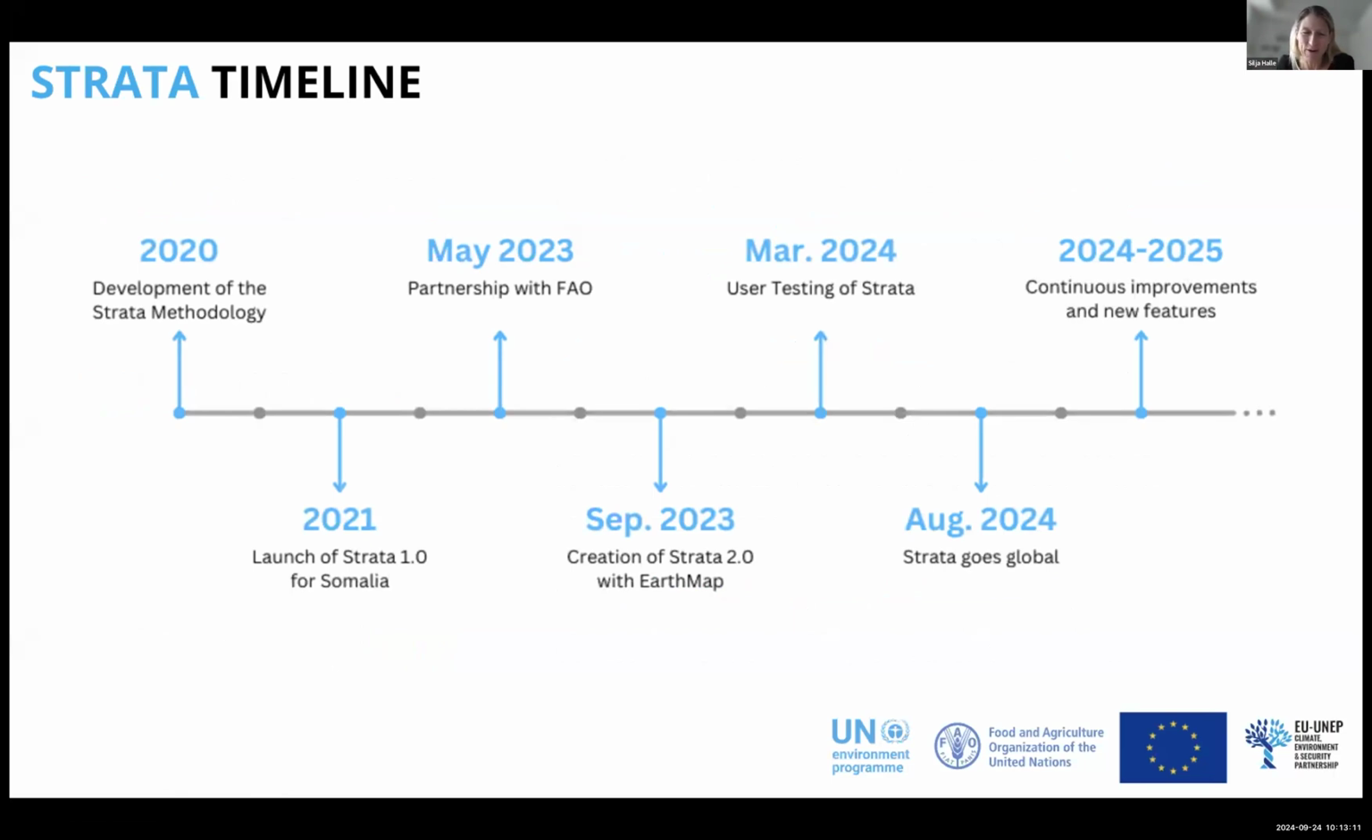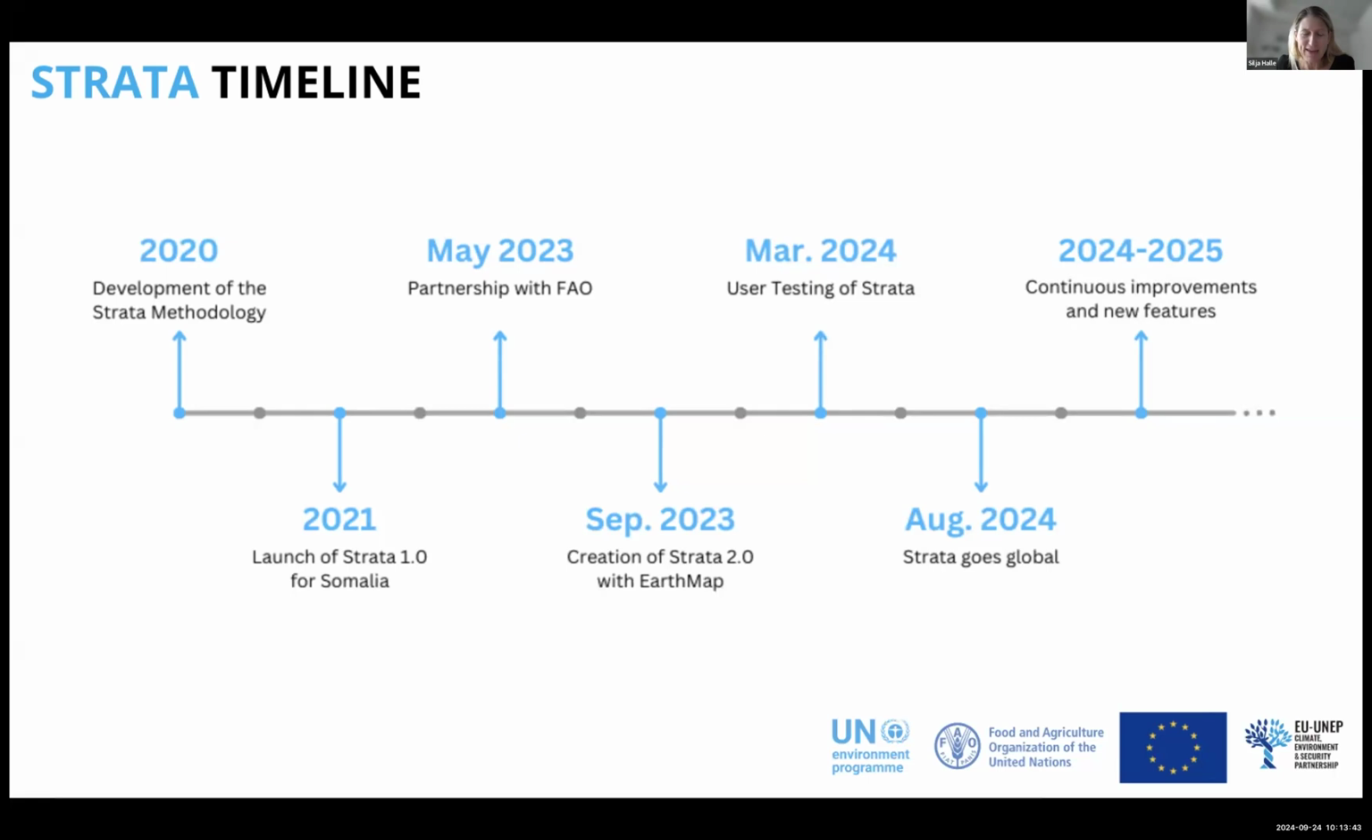Just for those of you who feel like you've attended a Strata webinar or training before, or have certainly heard of the project before, I just wanted to clarify where we stand in terms of the timeline. So the Strata project started 4 years ago, with the development of the methodology in 2020. By 2021, we had produced a prototype, really, for Somalia, which was then expanded to the 8 countries of the Horn of Africa.